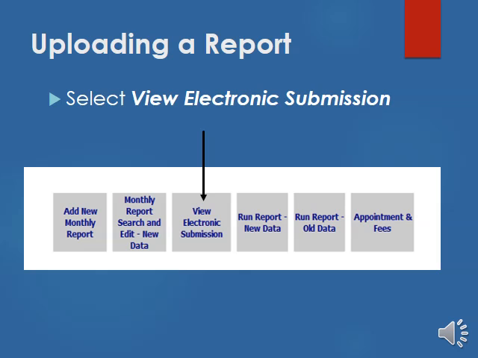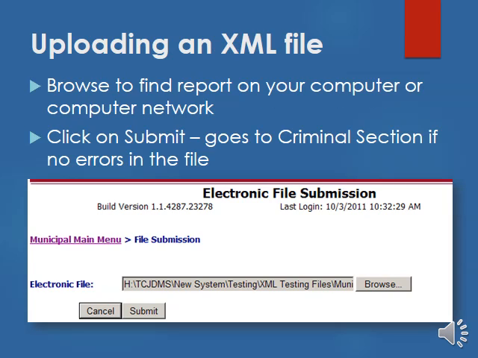So here we go. We're ready to upload the report. So you'll click on View Electronic Submission. Here you will click on Browse to find the file you will upload and then click on Submit. Once accepted, you will automatically be taken to the criminal section. At this point, this is where you can start verifying the report section by section, using the copy of your report that you printed out and comparing it to what was uploaded.